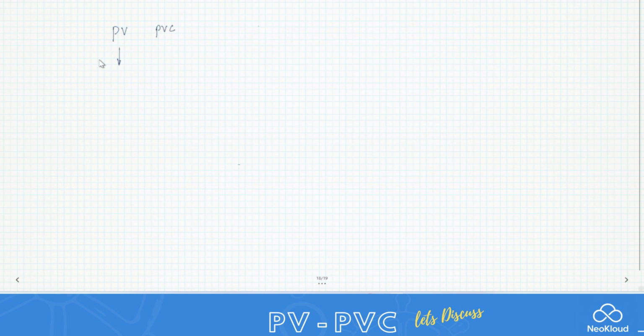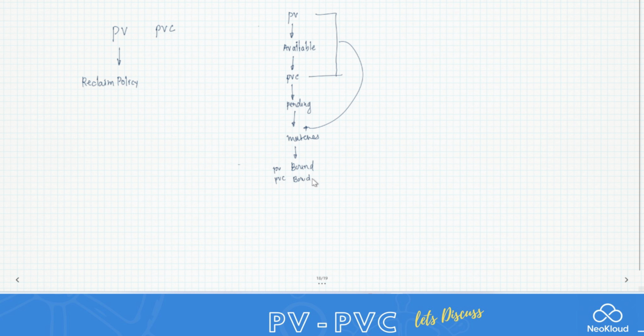PV has a policy which is known as reclaim policy. Normally, what happens when PV is created? It goes to the available list. Then PVC is created, then PVC is in pending state. Then, if all the parameters match, it goes to bound state, both PV and PVC are bound. But when PVC is deleted, then reclaim policy comes into the picture. If the reclaim policy is delete, then the PV object and underlying storage are both deleted.